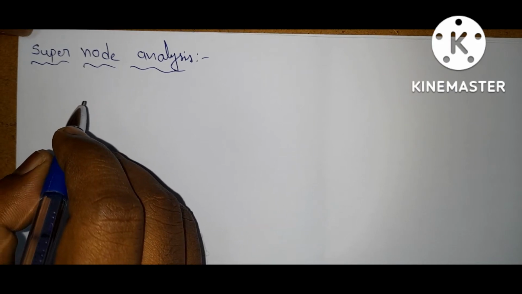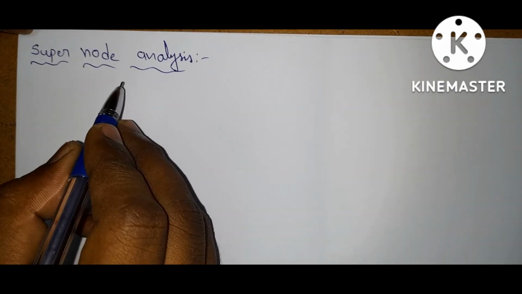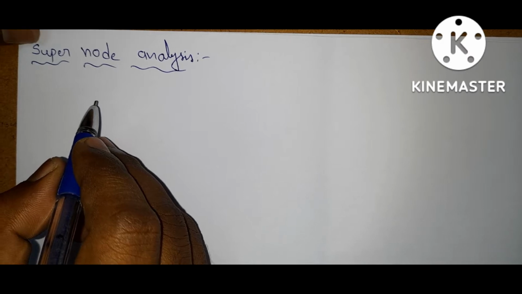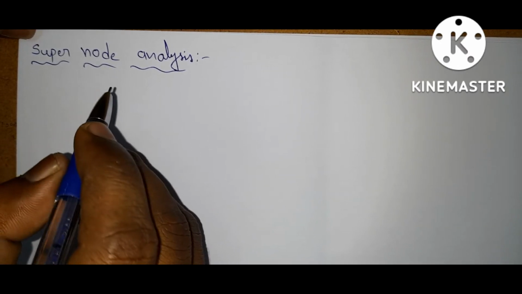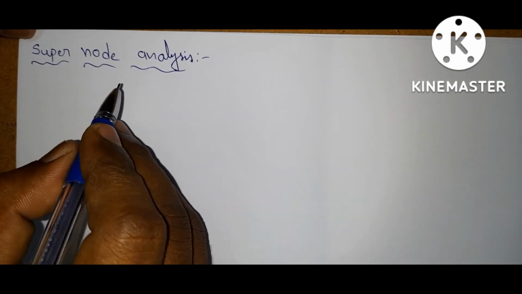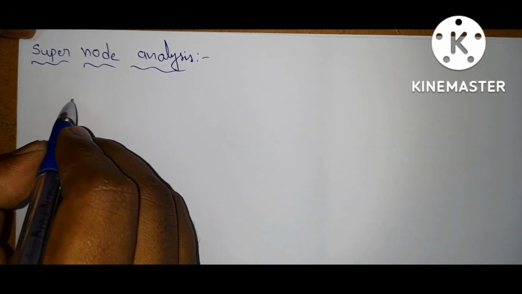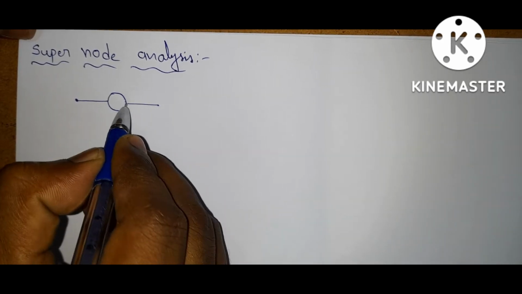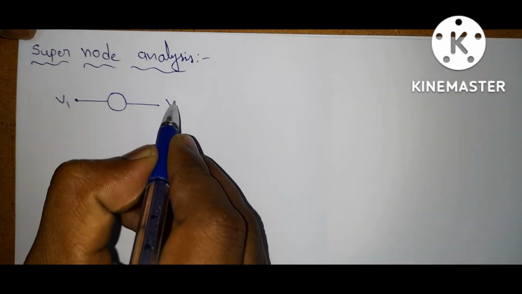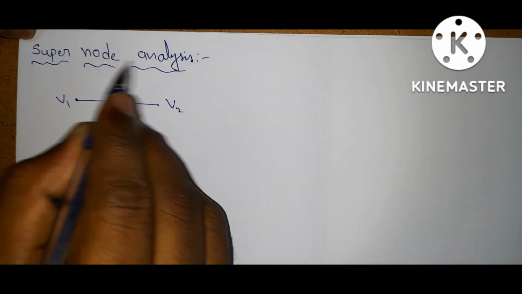Hello everyone, our next concept is supernode analysis. Supernode analysis means in between two nodes if there exists a voltage source. Voltage source means either dependent source or independent source. If there exists a voltage source between two nodes, then we need to apply supernode analysis.